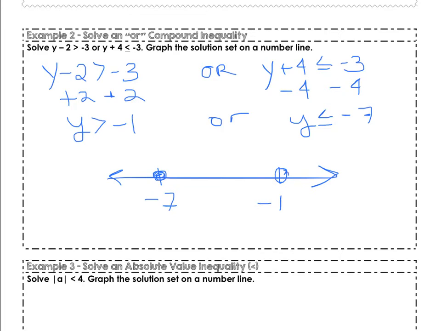Y is greater than negative 1, that means we're going to shade to the right, and y is less than or equal to negative 7, we're going to shade to the left.